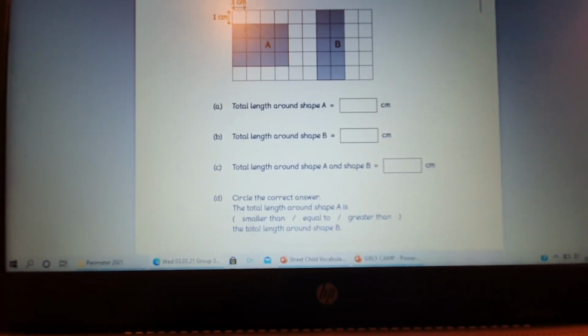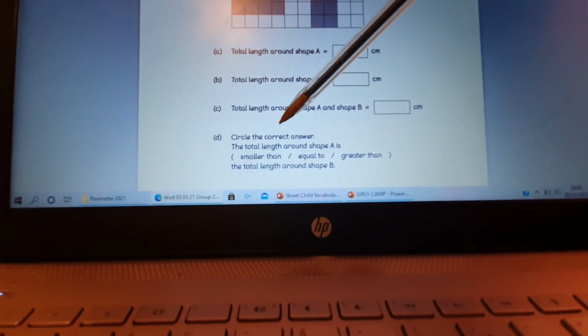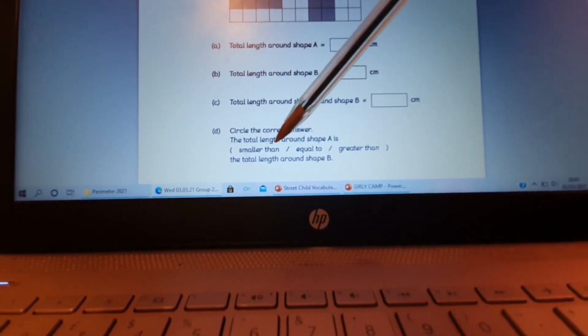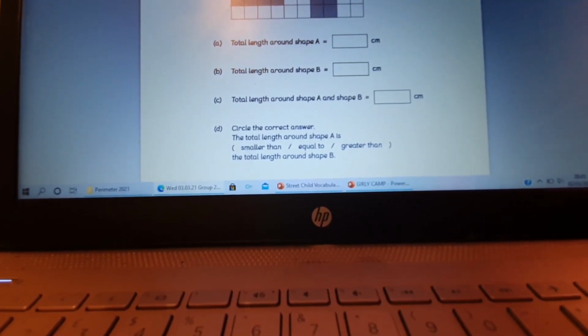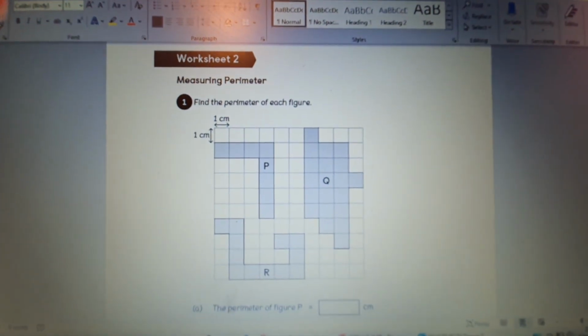Again, quite similar. So you're doing the same here. The length around A, which is the perimeter, the total length, the perimeter around B. And then you need to add A and B together for the total perimeter. And circle the correct answer. The total length around shape A is smaller, equal to, or greater than the total length of B. So you're comparing.